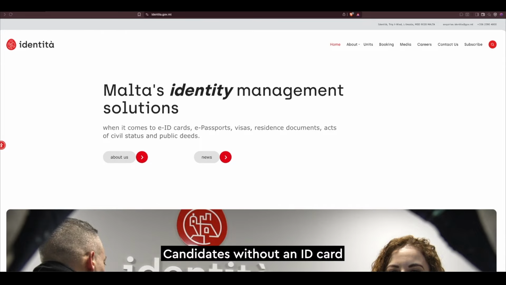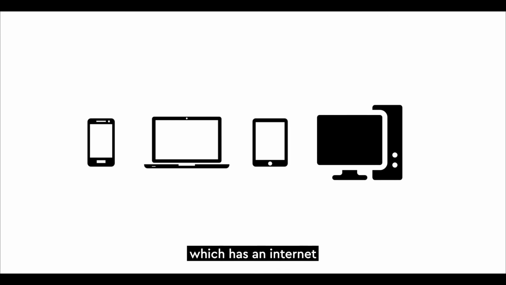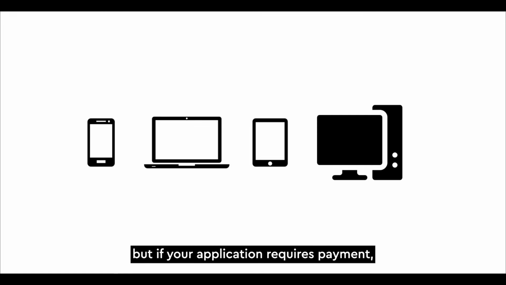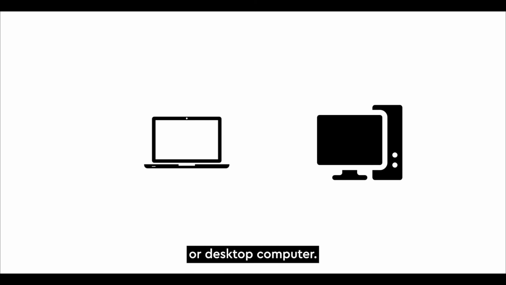Candidates without an ID card can register at MATSEC by visiting our offices in person and paying an extra administrative charge. You may use any electronic device which has an internet connection to register, but if your application requires payment, you need to use a laptop or desktop computer.